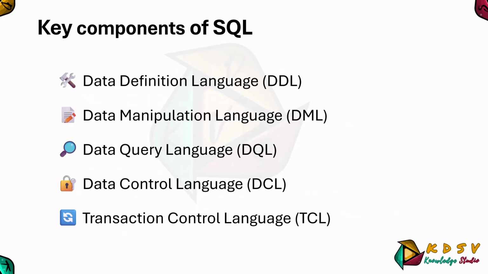The last one is the transaction control language. TCL is a subset of SQL used to manage transactions in a database. Actually, a transaction is a group of SQL operations like insert, update, delete that are treated as a single unit of work. TCL ensures that either all operations in the transaction succeed or none at all, preserving the data integrity.